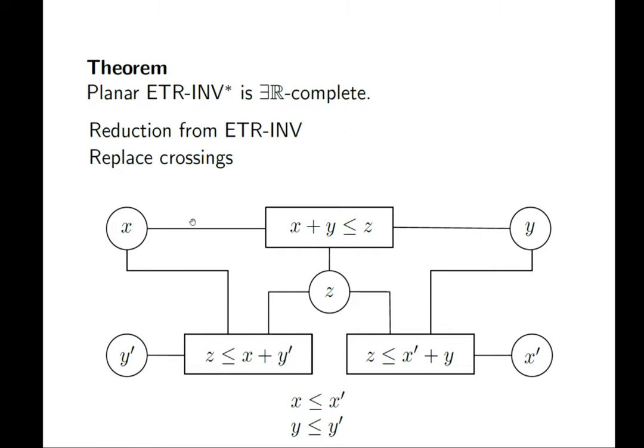So here x goes into this addition gadget, y as well, and then z must be larger than or equal to x plus y, and z is smaller or equal to x prime plus y. Because y is the same and z is the same in these two, actually x prime must be smaller or equal to x. And by the same argument, y prime must be larger or equal to y. So it's not really what we want, it's just a half crossing. It's halfway where we want to go. It doesn't enforce what we want. We want to get a real crossing gadget.